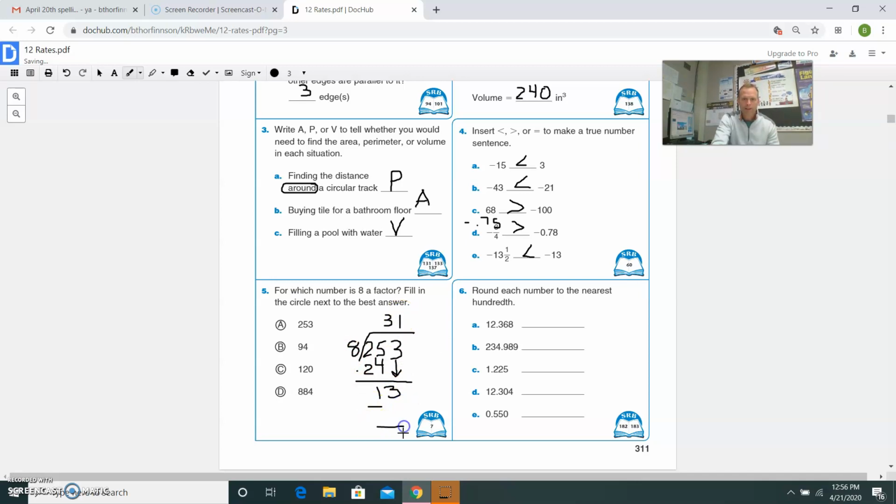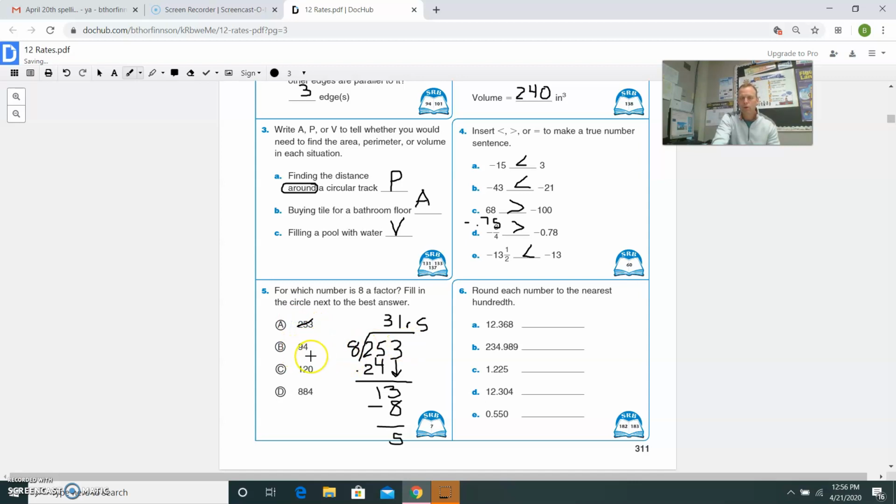Okay, and we subtract, we get 5. So the question is, which number is a factor? This would not be a factor of 8 because it does not go in evenly. We would have a remainder of 5. So that is not a factor.